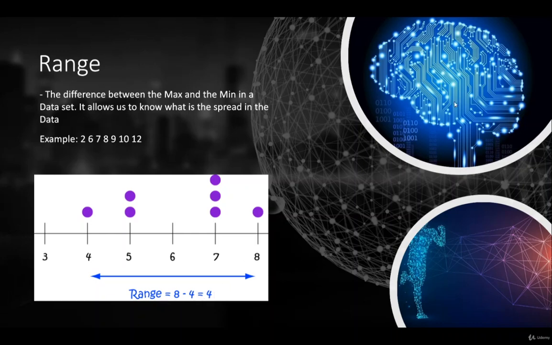So if we read the definition, it is the difference between the max and the min in a data set. It allows us to know the spread in the data set that we have. The highest number minus the lowest number gives our range. So in this example right here, the range will be 10, because the highest number is 12 and the lowest number is 2.